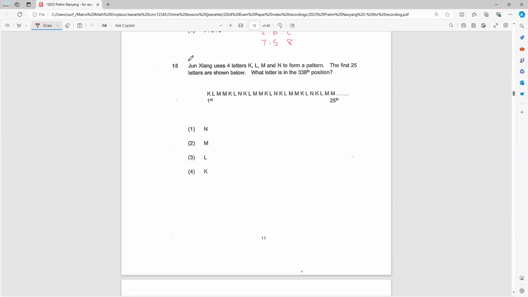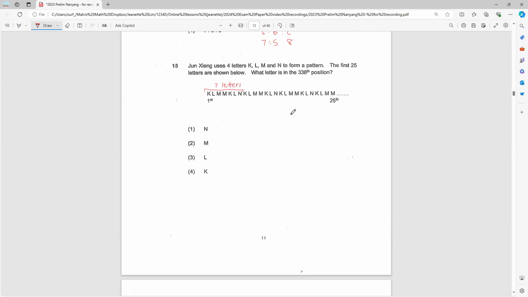Question 15. Jinxiang uses 4 letters, K, L, M, and N, to form a pattern. The first 25 letters are shown. What letter is in the 338th position? If you study the pattern here, it's actually repeating. So we need to know at which point it starts to repeat. K, L, M, M, K, L, N, K, L, M, M, K, L, N. So K, L, M, M, K, L, N. 7 letters in one group.